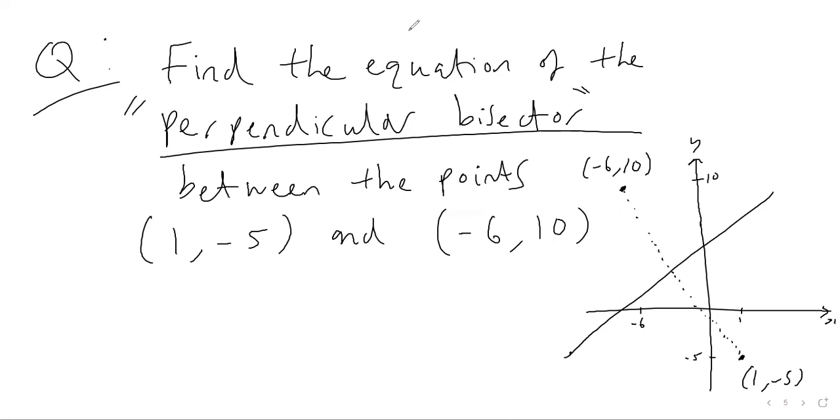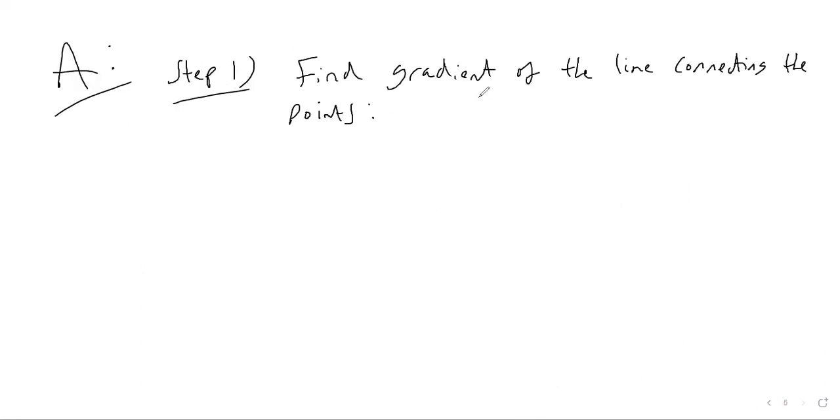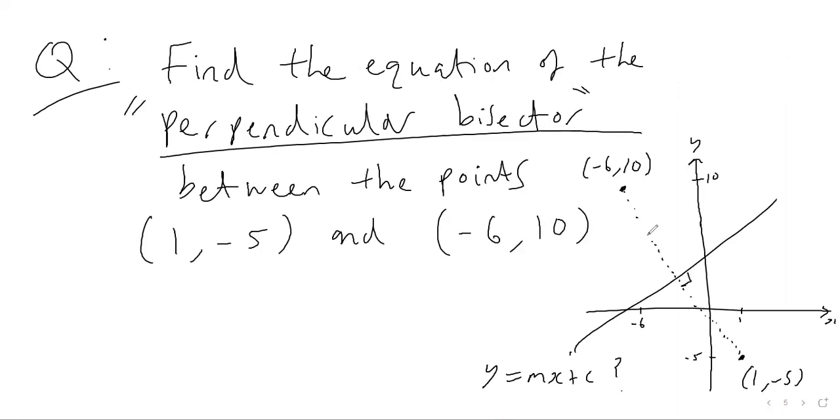So perhaps something like this, where this is a right angle there. So you want to find the equation of this line. That's our question. Okay, so step number 1 then, we need to find the gradient of the line connecting those 2 points. Once we get the gradient of this dotted line connecting these 2 coordinates, we can then use the negative reciprocal to get the gradient of our perpendicular line.